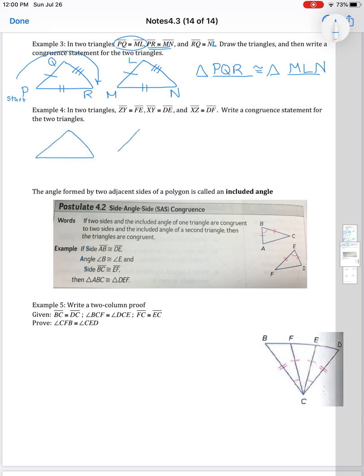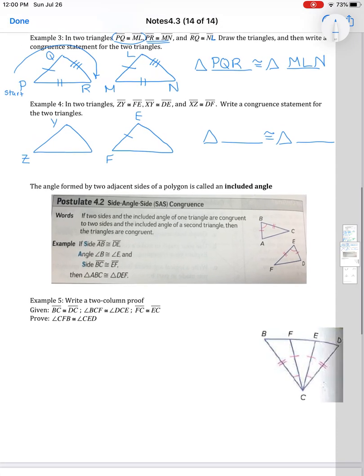So if I'm going to go from P to Q to R, I got to do the exact same thing in the other triangle. So I'm going to start at M, and I'm going to go M to L to N. Now you can change that up and do it in a different order. Just make sure that they are consistent with each other because order is important. Okay, but if you draw the triangles consistently, your life will be a lot easier if you choose to do that.